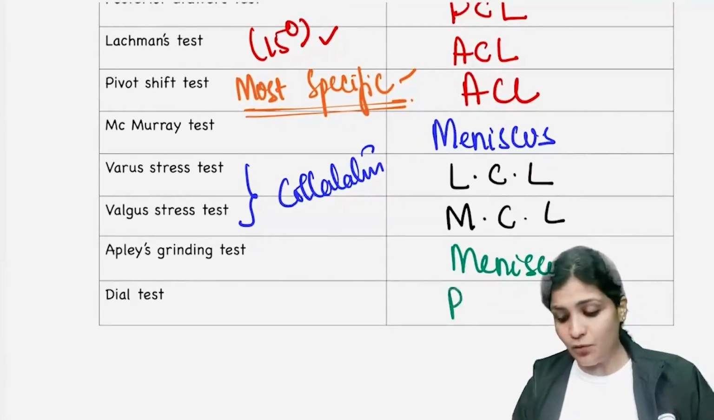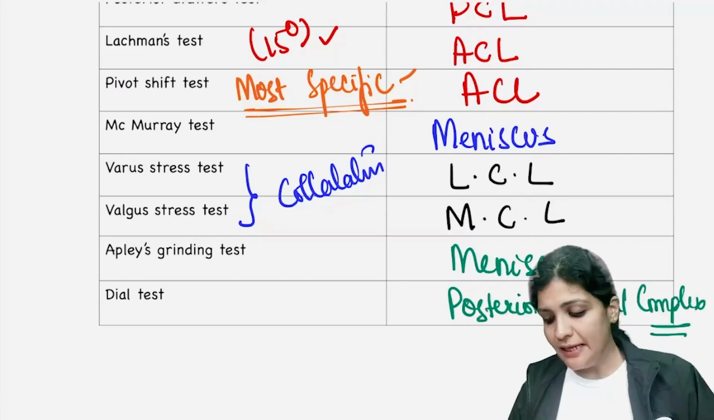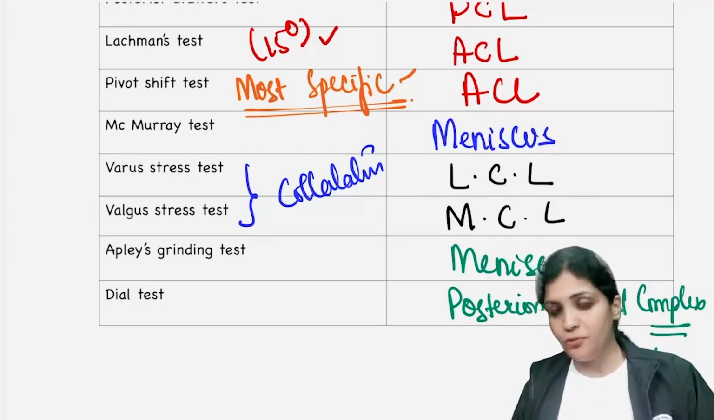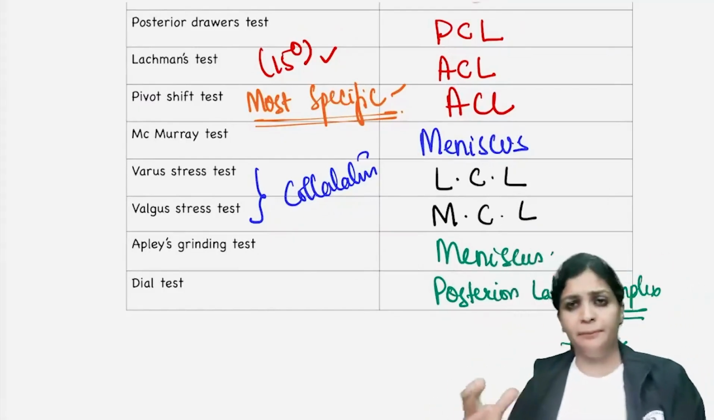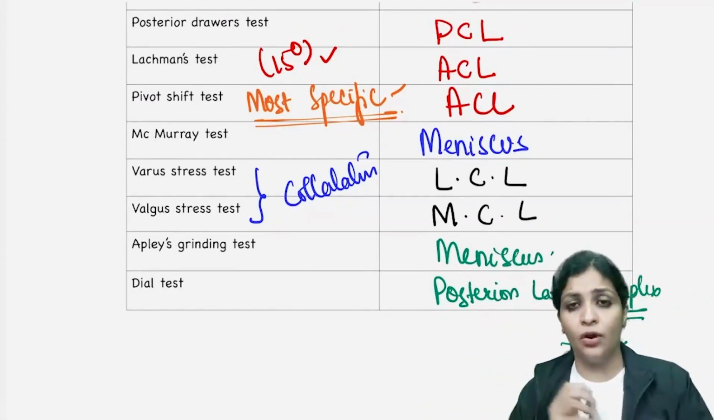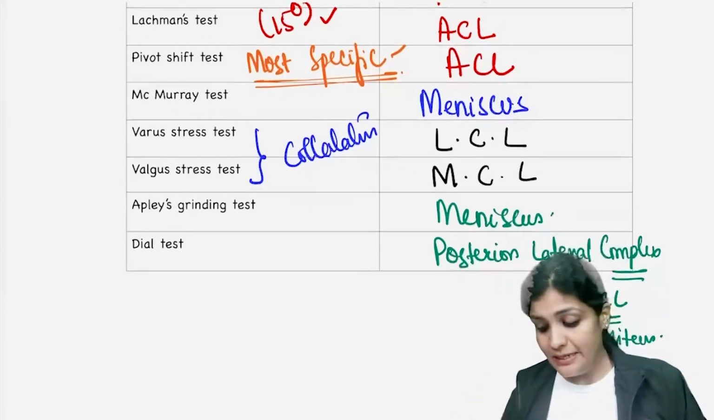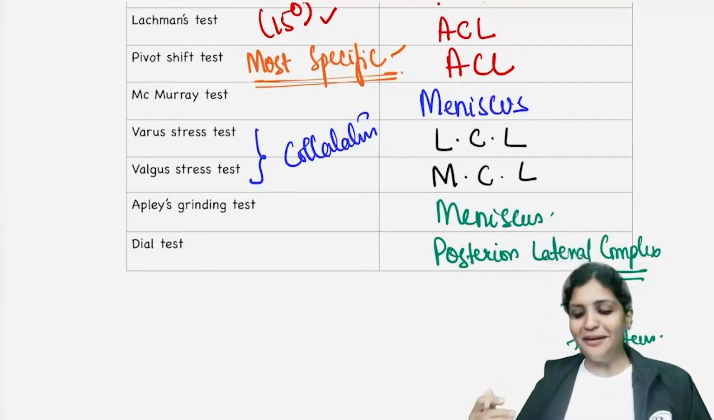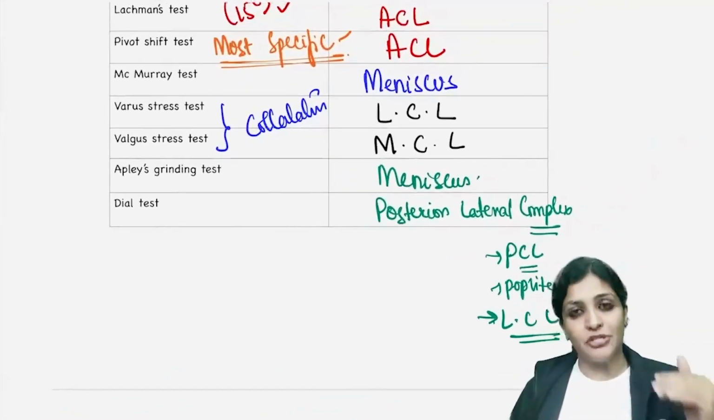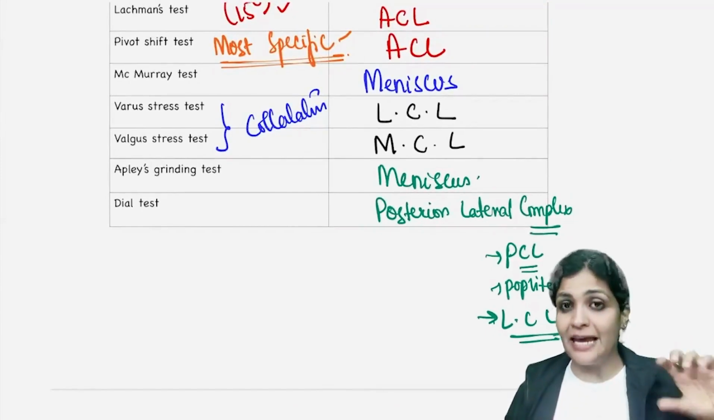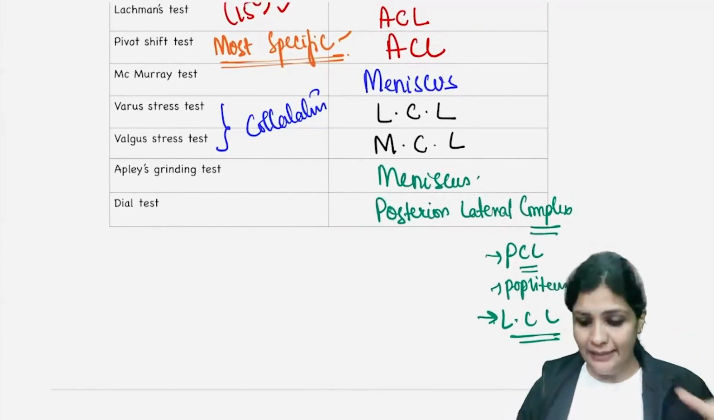And the dial test is for the posterolateral complex, PLC. So this complex: popliteus tendon, posterior cruciate ligament, and one more structure. These three together are called the posterolateral complex. Sorry, the lateral collateral ligament, the posterior cruciate ligament, and the popliteus. They three together form the posterolateral complex, which can be diagnosed with the help of your dial test.